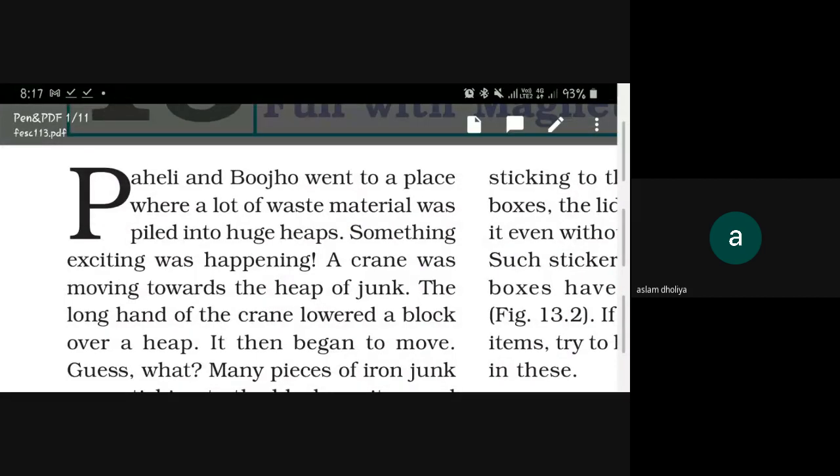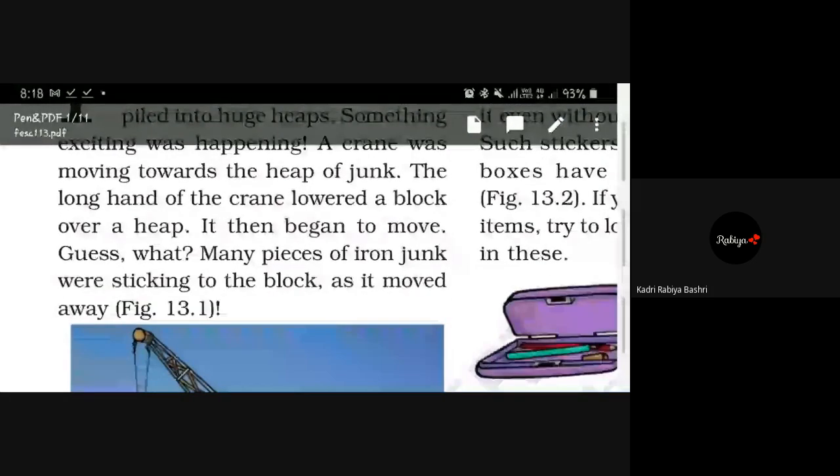Paheli and Boojho went to a place where a lot of waste material was piled into huge heaps. Something exciting was happening. A crane was moving towards the heap of junk. The long arm of the crane lowered a block over a heap. It then began to move. Guess what? Many pieces of iron junk were sticking to the block as it moved away.